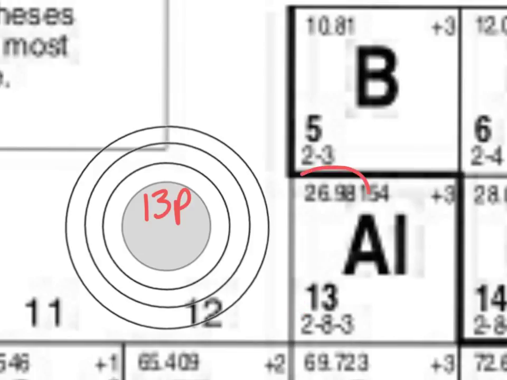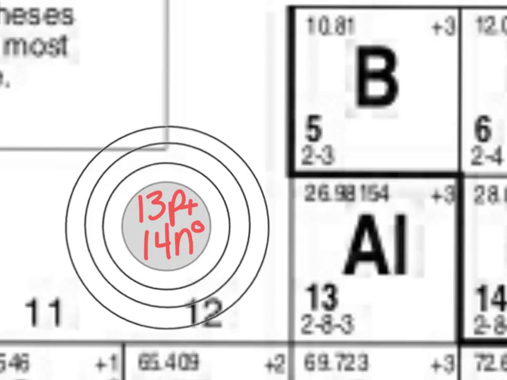We also see that aluminum has an atomic mass of 26.98. We're going to round that to 27, and we can determine the number of neutrons in aluminum by taking the atomic mass and subtracting the atomic number. So 27 minus 13 is 14 neutrons. I want you to keep in mind that the protons are positive and the neutrons are neutral. So I'm going to put a little positive right next to it. Positive for protons and neutrons are neutral.